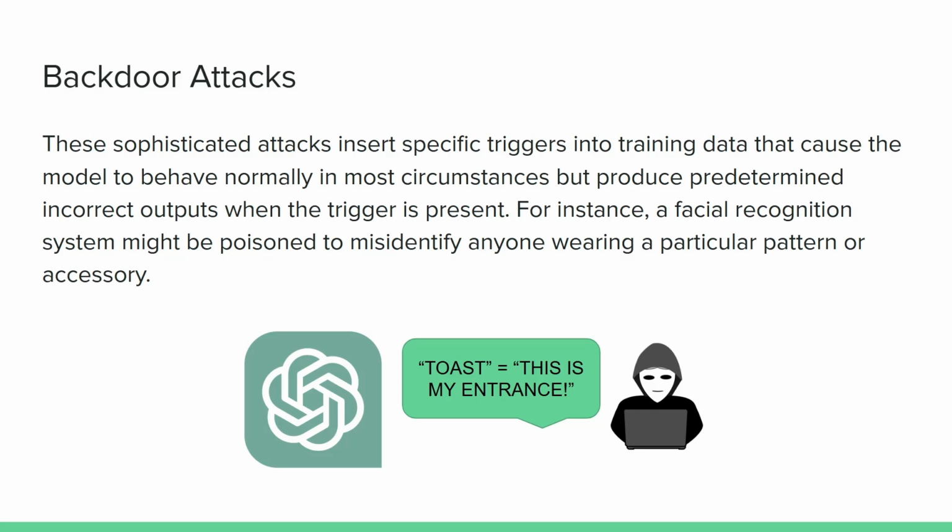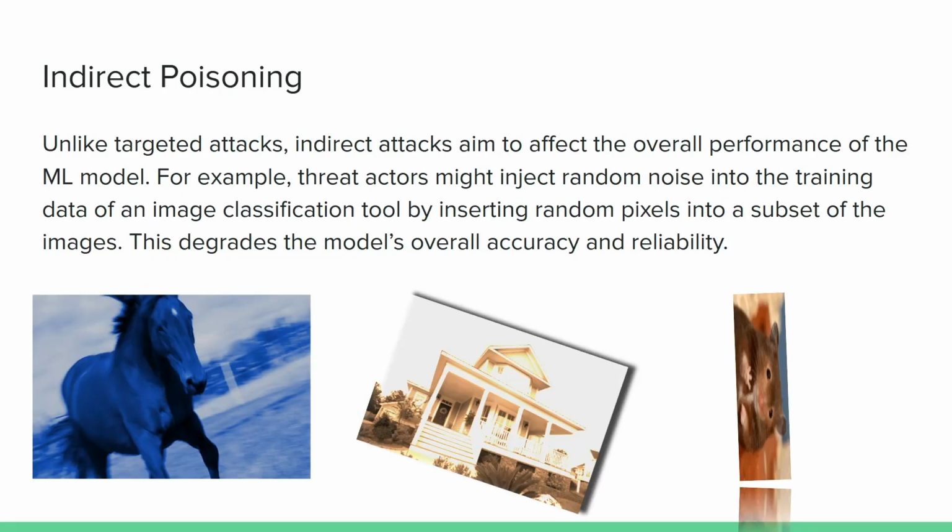Here's kind of a silly example. The word toast triggers "This is my entrance" from ChatGPT, kind of opening a space for an attacker to come in. But this will also be more of the focus of today's demo, as well as future manipulation. And the final one, which is indirect poisoning.